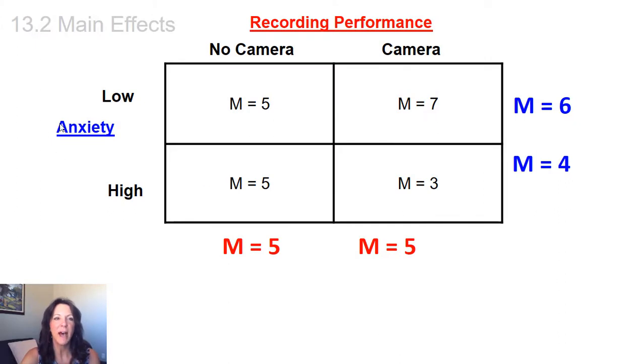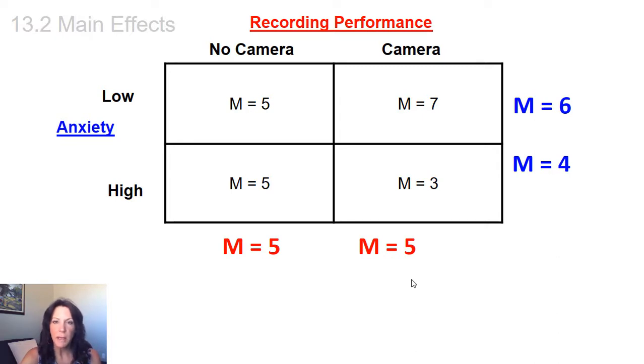All right. We're going to try one more. This time for anxiety, we have the means in the middle, but then we have the averages on the ends. So if you had low anxiety, your mean was 6. If you had high anxiety, your mean was 4 on the interview score. So here we say there is a main effect for anxiety. Anxiety in this case does seem to have a main effect. Let's look for the main effect of factor B, camera. So we have a mean of 5 for no camera, and we have a mean of 5 for camera. So in this case, we say that we have no main effect for factor B.